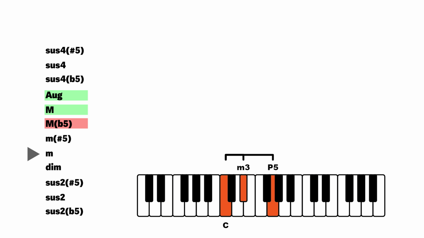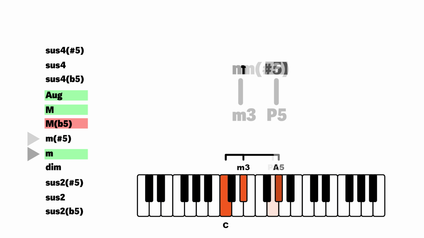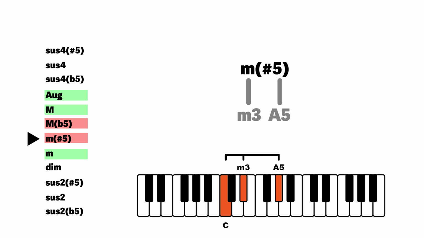Minor triad. The m stands for a minor third. The fifth isn't written out, so we assume the default, a perfect fifth. This chord is very common, and we'll definitely be seeing it a lot. This one's easy to recognize. And the number 5 means the fifth is augmented, raised by a half step. This chord isn't used very often, so let's mark it accordingly.